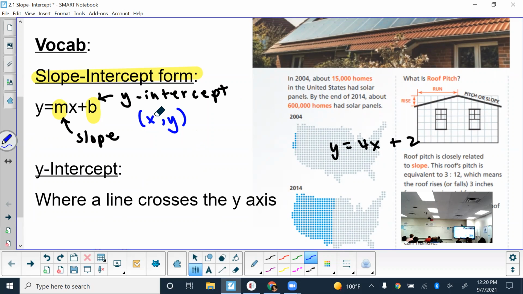So x, y, like in coordinate form, is any point on the line. So write that down in the free space next to slope-intercept form. X, y is any point on the line. All right, that will be useful later.